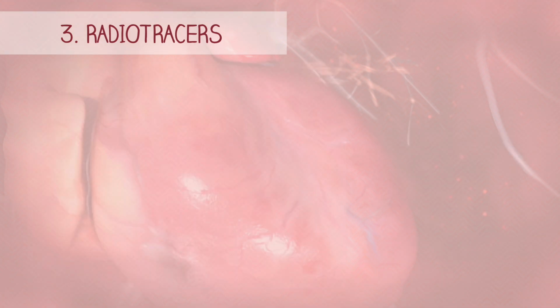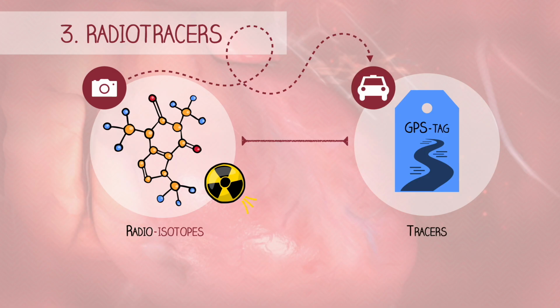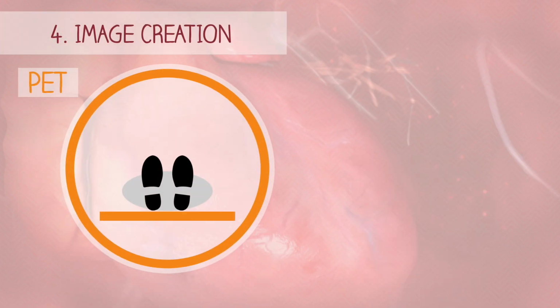So, in summary, a radiotracer consists of a radioactive isotope, which creates the image, and a tracer that determines where the signal accumulates to form the image. Once inside the body, both PET and SPECT radiotracers decay by emitting gamma rays, which are then picked up by a camera. But they both do it differently.